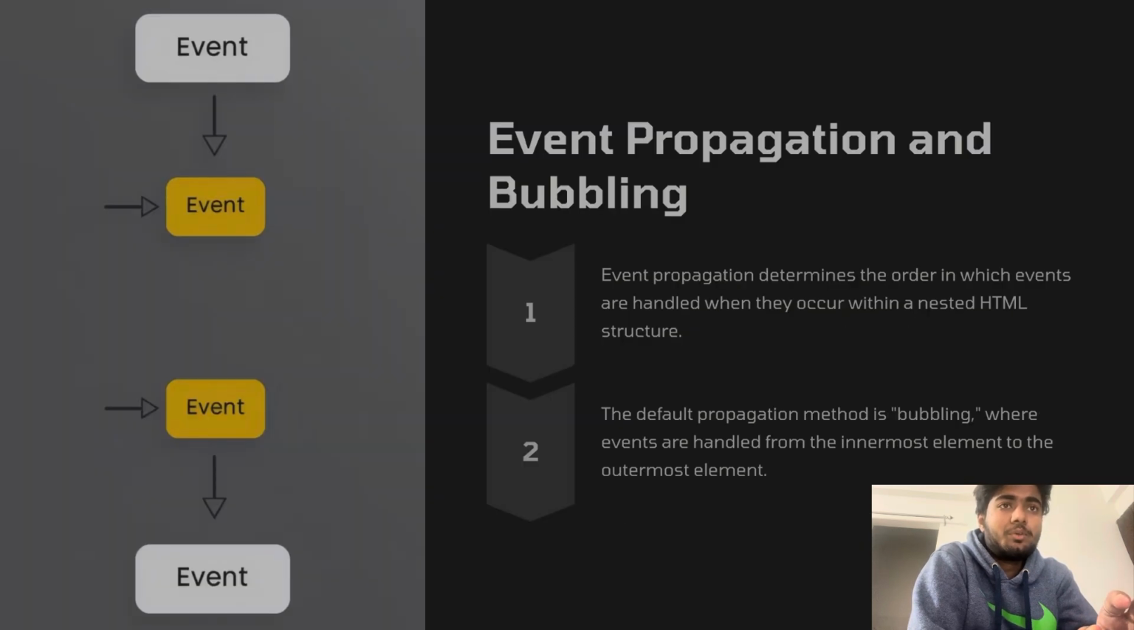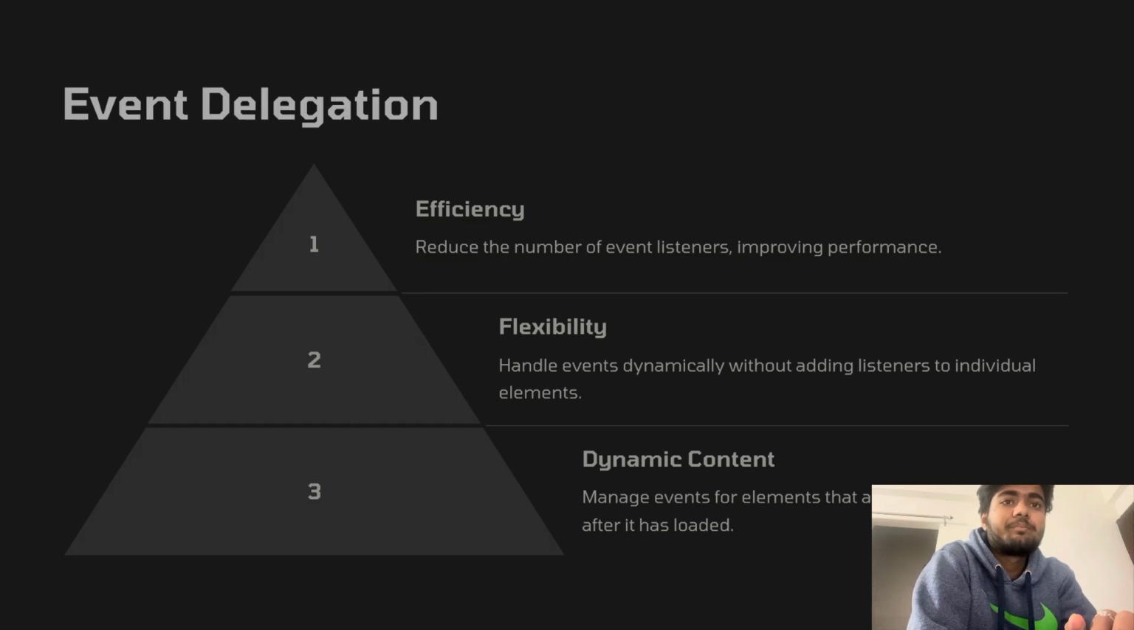A key concept to understand is event propagation, the order in which events are handled in a nested HTML structure. By default, events propagate through bubbling. This means the event is first handled by the innermost element, then moves outward to its parent elements. This mechanism is essential for event delegation.